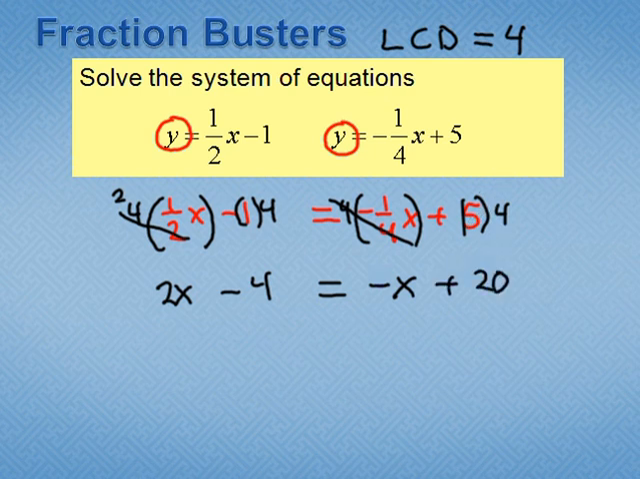Done. In one step of fraction busters, since we chose the right LCD, every number that was a denominator got canceled out into the LCD. So from here, it's a regular problem. Let's move the x's to the left-hand side by adding x to both sides.